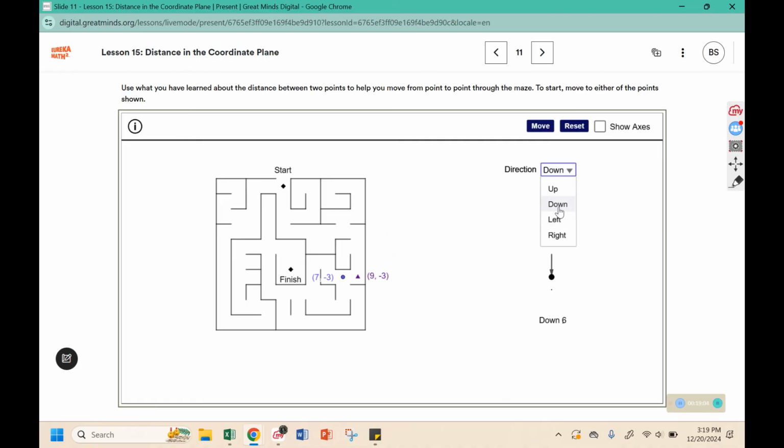Now we need to go left. 9 and 7 are in the same quadrant, so we subtract. The absolute value of 9 minus the absolute value of 7 is 2. Here we would need to go down. The 7's match. -3 and -5 are in the same quadrant. So we subtract their absolute values. This would be 5 minus 3, which is down 2. Continue moving along the map until you end up at the finish point.